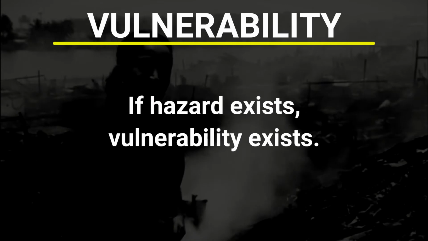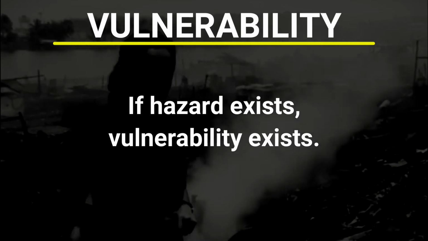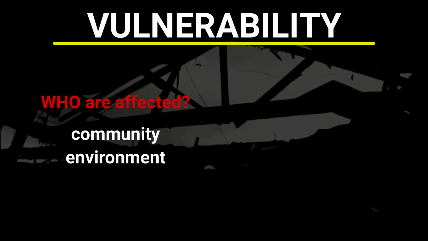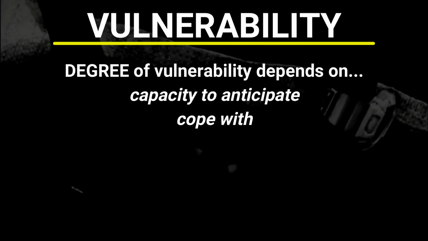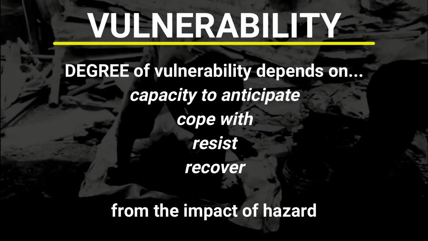This implies that being vulnerable is not an independent phenomenon. It will always be correlated to hazard. Who are affected? Community and environment. What affects the community and the environment? Hazards. The degree of vulnerability depends on the characteristics of a person or a group in terms of capacity to anticipate, cope with, resist, and recover from the impact of hazard.